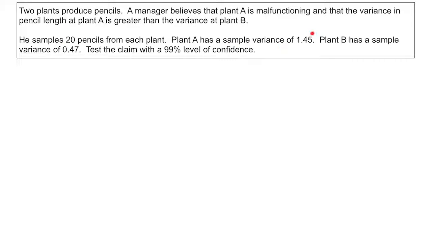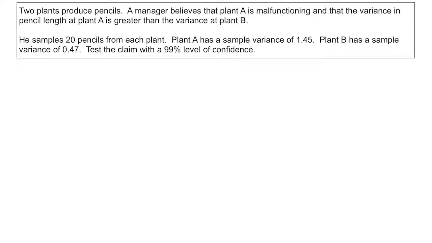So we calculate a sample variance of 1.45. That's a measure of how different each pencil is in length coming off the line. A bigger number means they're not very consistent. The variance in their length is not very consistent because you have a bigger number in the variance in the length. Plant B has a sample variance that's much smaller, 0.47. Test the claim with 99% level of confidence.